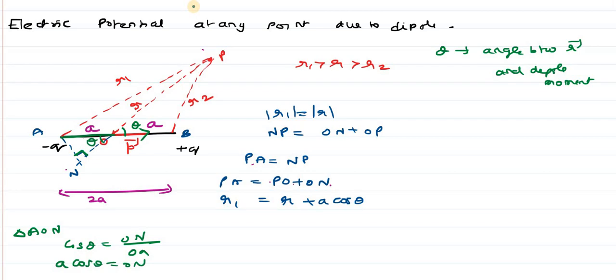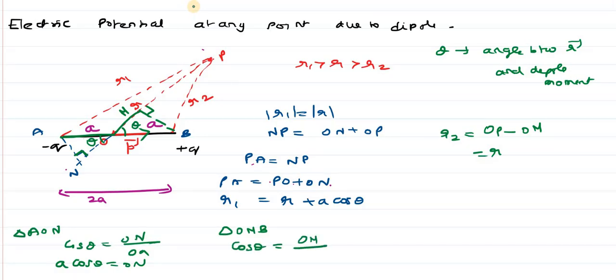Next, I have to do the same thing with R2 also. But R2 is lesser than R, so I will draw a perpendicular here because I need everything in terms of R. So R2 can be written as, if M is the perpendicular, OP minus OM. Correct? What is OP? It is the R vector. What is OM? In triangle OMB, cos theta is adjacent by hypotenuse OB. So OB is again A, and OM is A cos theta. So it is R minus A cos theta. Clear? So this is the R2 vector.